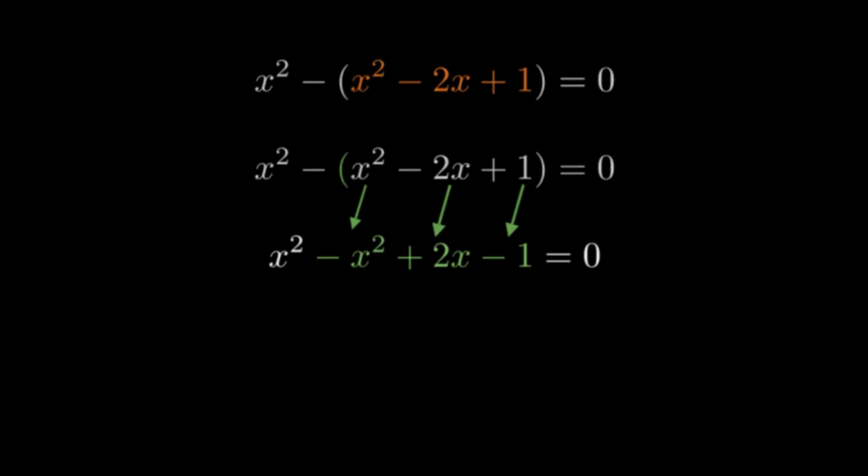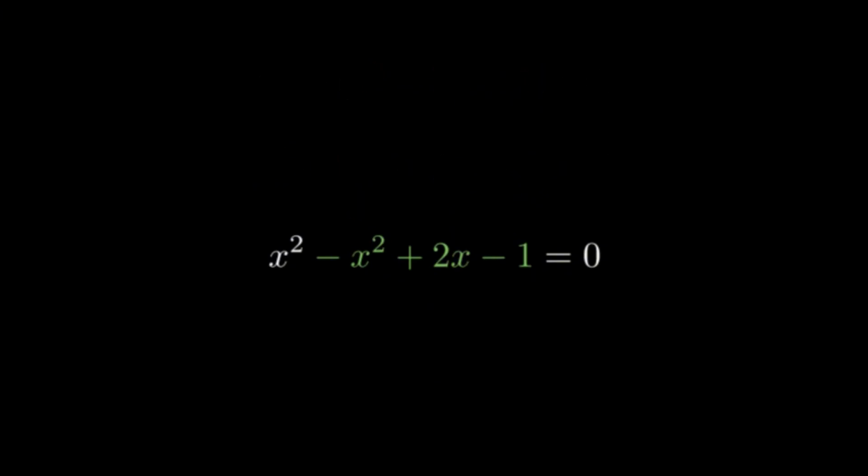After simplifying, our equation becomes x squared minus x squared plus 2x minus 1 equals 0. Notice how the negative sign distributed to create these sign changes throughout the expression. This form of the equation is much easier to work with. In fact, we can see that the two x squared terms will cancel out, leaving us with a simpler linear equation, 2x minus 1 equals 0.